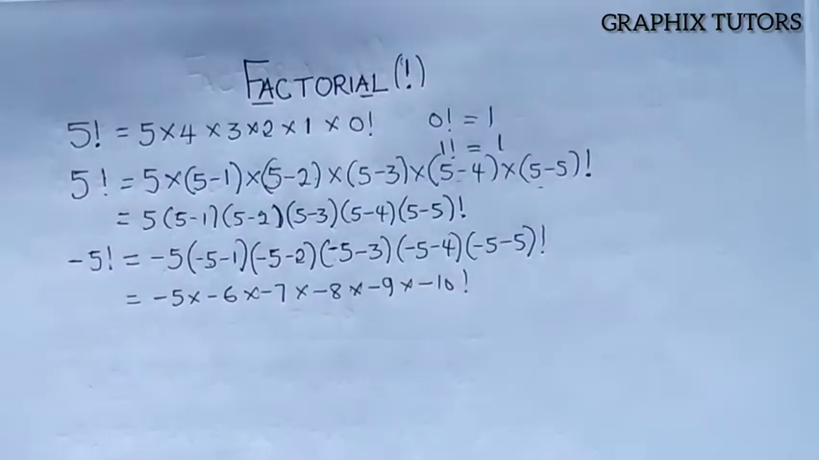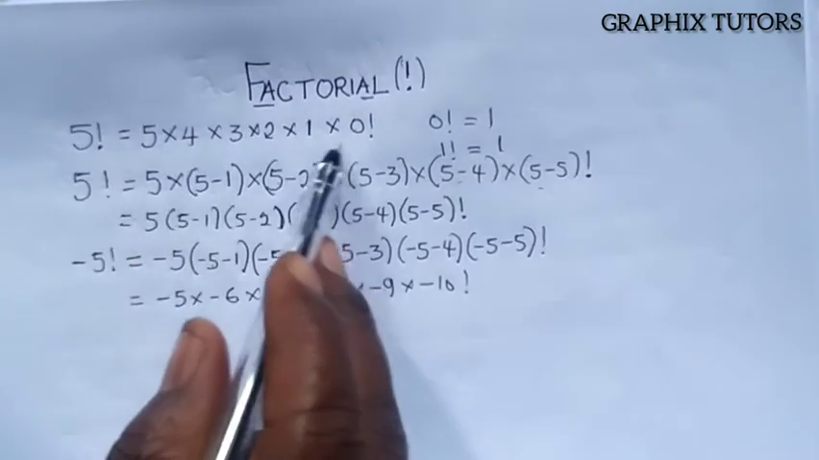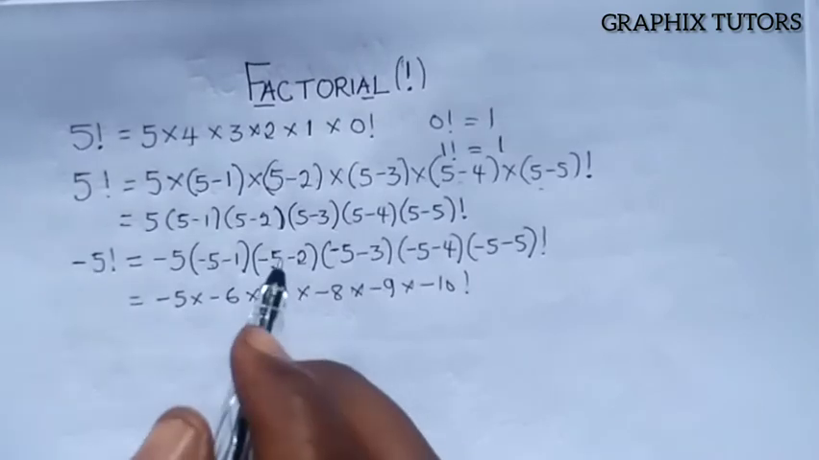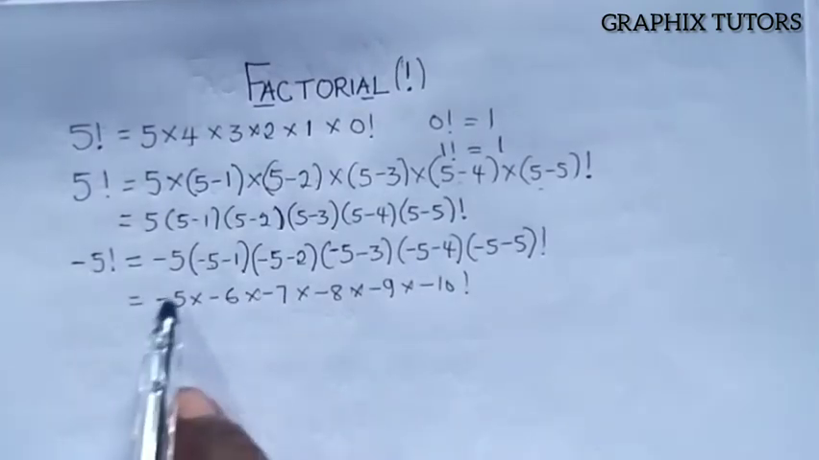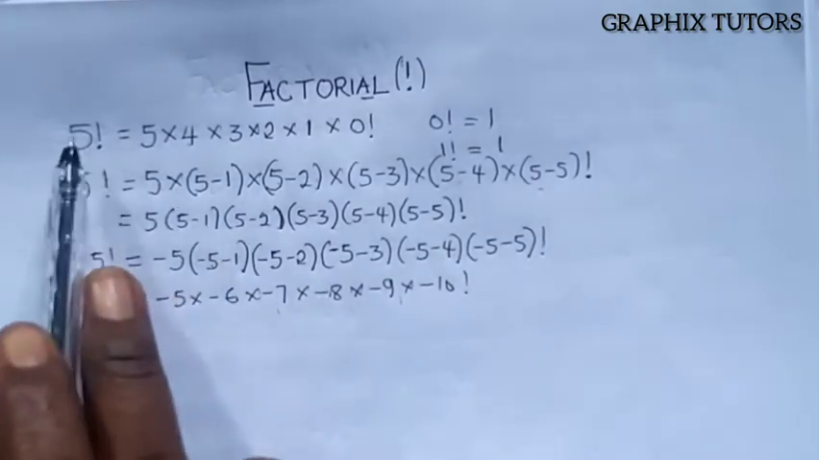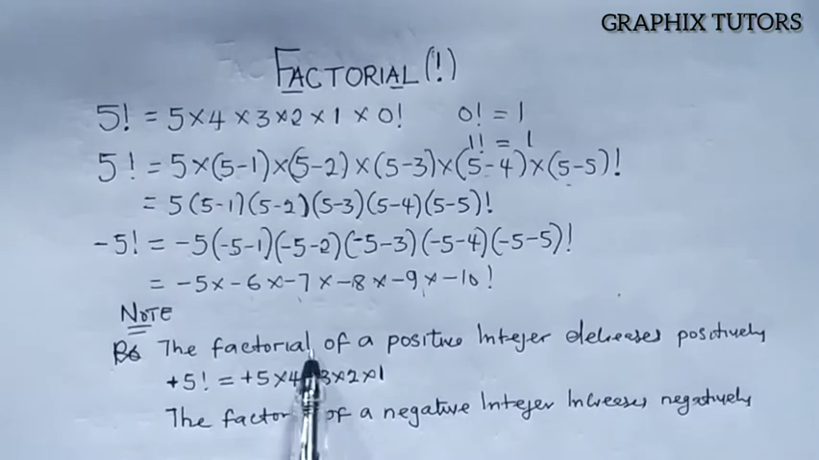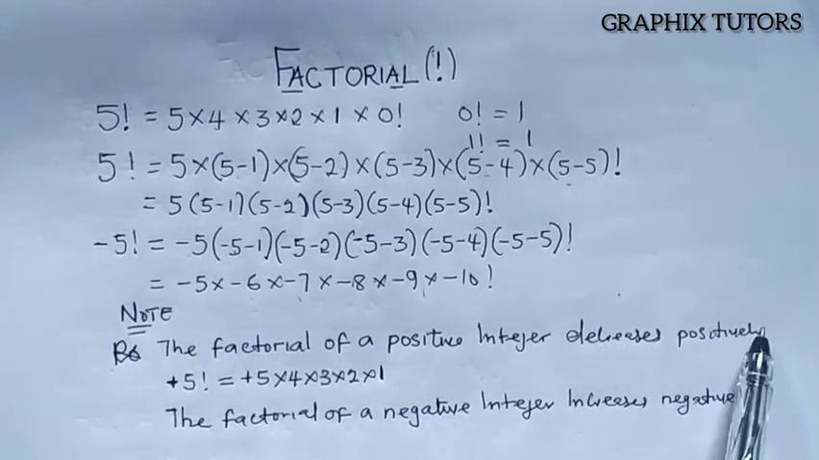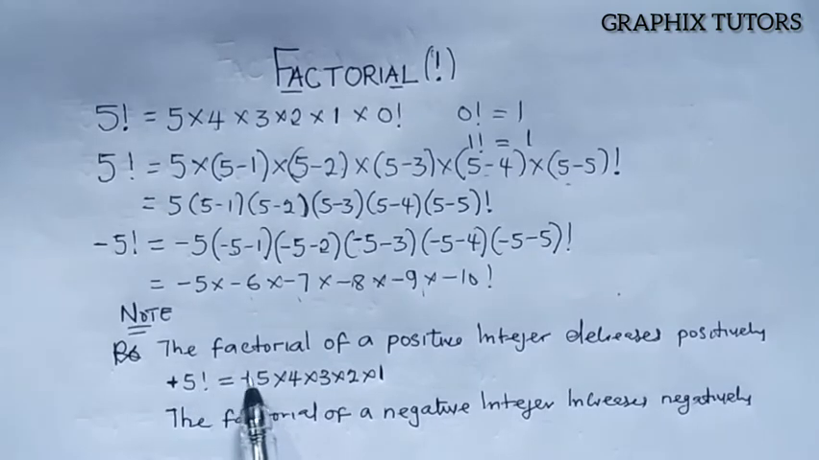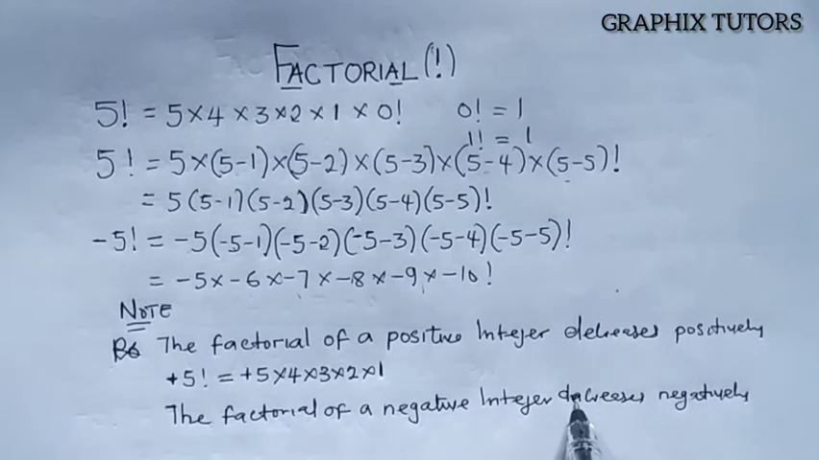So for any factorial, whenever you have a positive value, it decreases, and whenever you have a negative value, it increases. If you notice, negative 5 is increasing to negative 6, negative 7, negative 8, negative 9, negative 10. But if I have a positive integer, it's decreasing towards 0. So the factorial of a positive integer decreases positively, just like in 5 factorial. Similarly, the factorial of a negative integer decreases negatively.